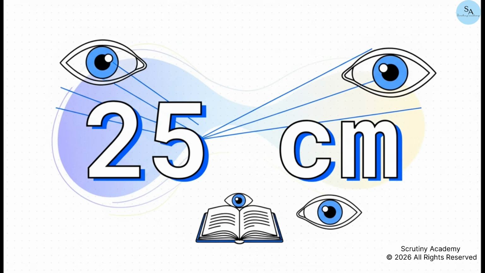Yep, that's it. 25 centimeters. That's the magic number. You are definitely going to want to burn this into your brain for the exam because it's pretty much the foundation for understanding how our eyes see up close.